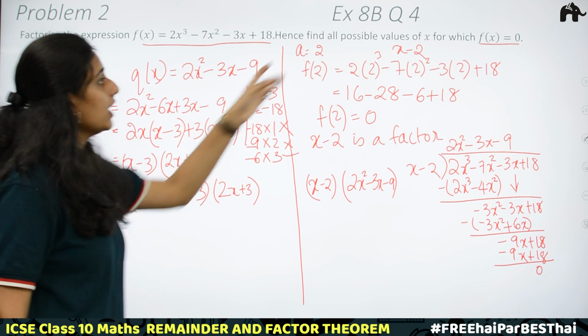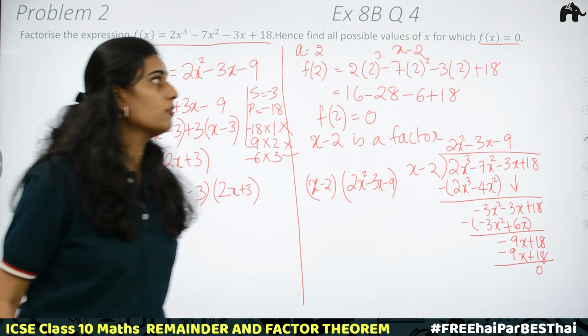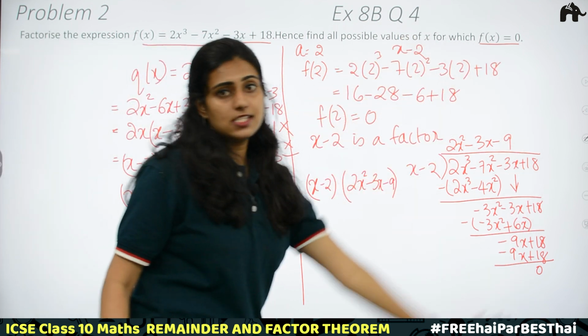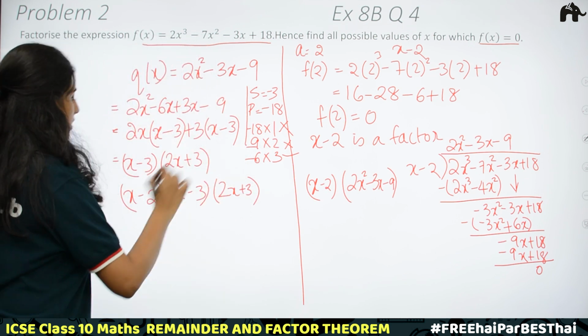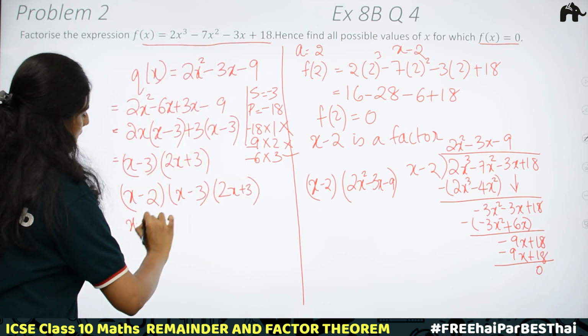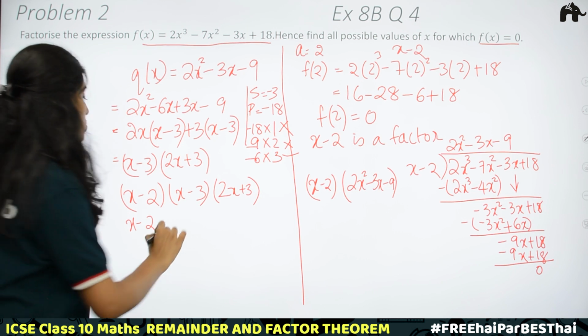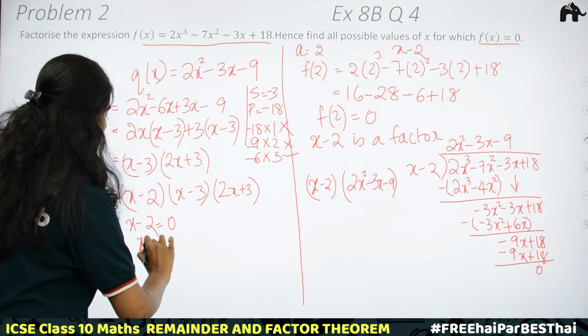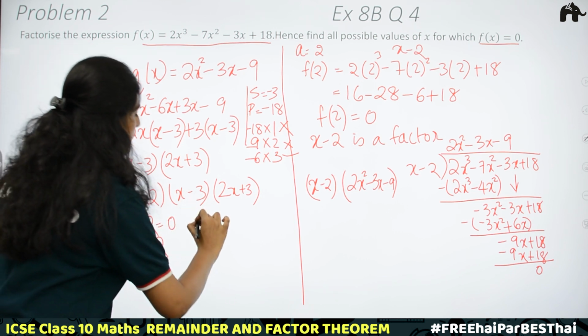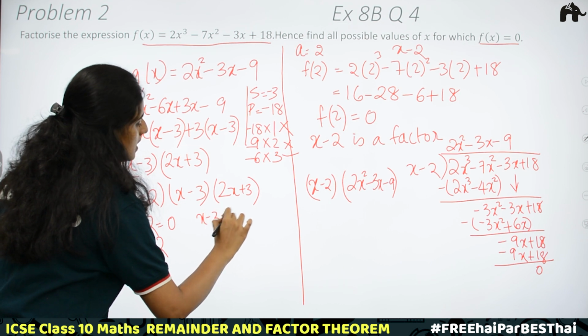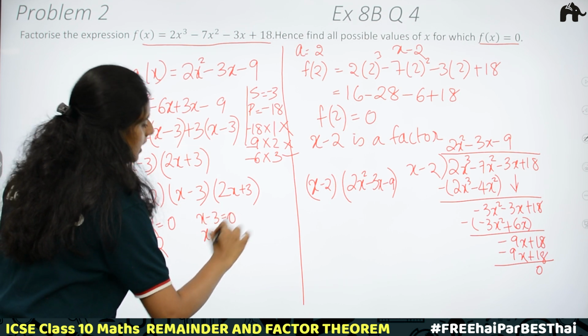We need to find the possible values of x for which f of x is equal to 0. We can find x minus 2 is a factor if x minus 2 is equal to 0 or x is equal to 2. x minus 3 is a factor, therefore x minus 3 is equal to 0 or x is equal to 3.